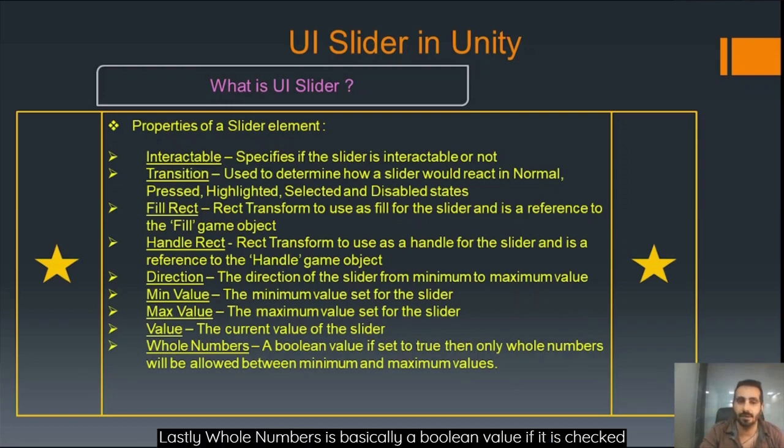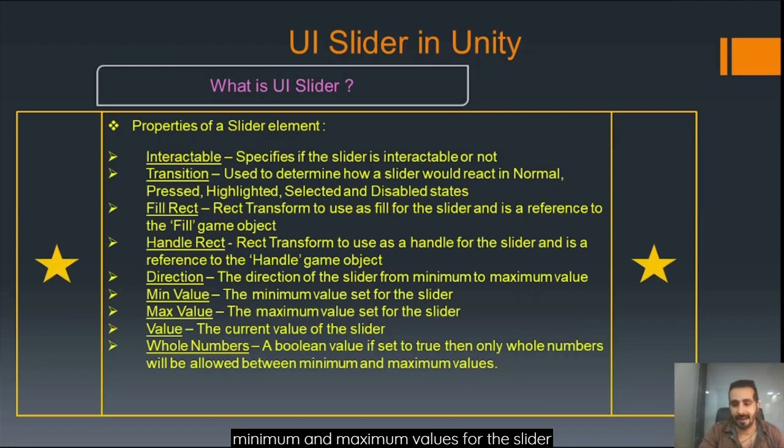And lastly, whole numbers is basically a boolean value. If it is checked or if it is set to true, then only whole numbers will be allowed between minimum and maximum values for the slider.